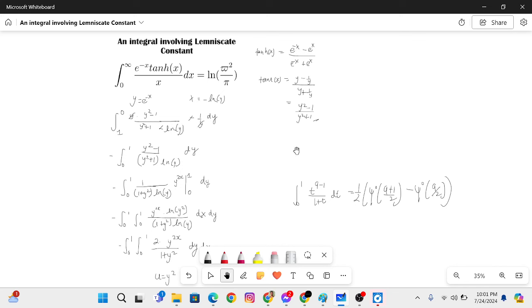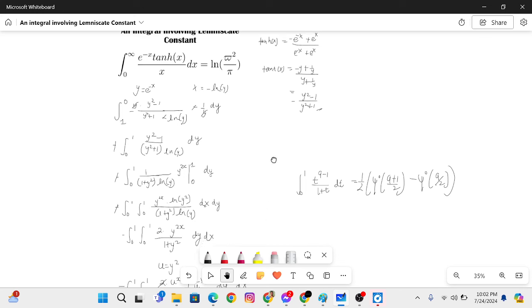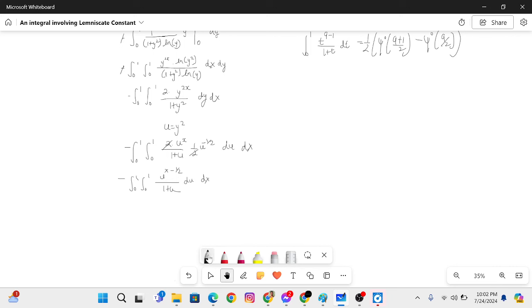Oh yes, there is a mistake. This is not e to the power minus x minus e to the power x. It's actually wrong. This is minus e to the power minus x plus 1. So this is minus y plus 1. So this y is minus 1. There should be a minus sign in front. And this cancels out. Good. Now it looks good. Sorry for that error.